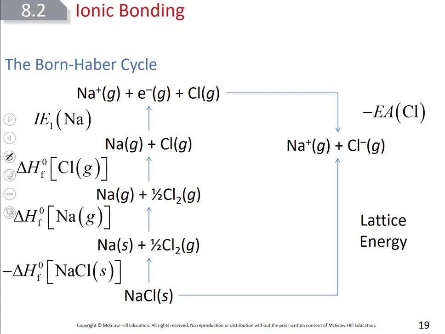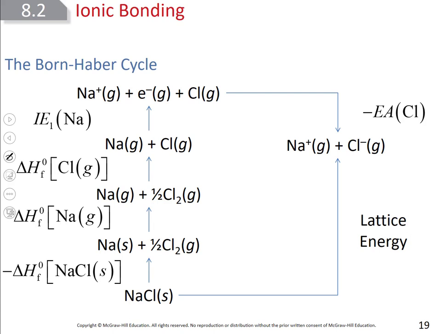Hess's law in Chapter 5 tells us that the total enthalpy of a reaction is equal to the sum of the enthalpies of the individual steps. Back in Chapter 5, we had multiple reactions, and we lined them up and added up their enthalpy values to find the enthalpy of the overall reaction. That's what we're going to do here. We're going to find the enthalpy of each of the 5 steps and then just add them up, and that will be our lattice energy.